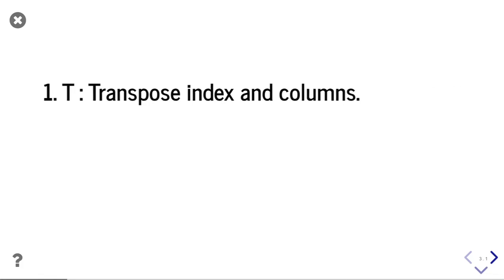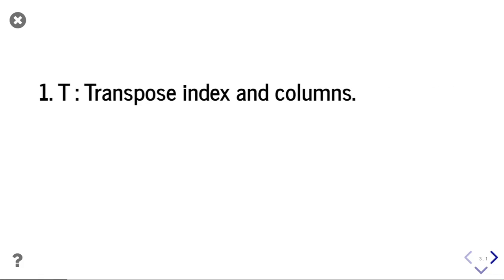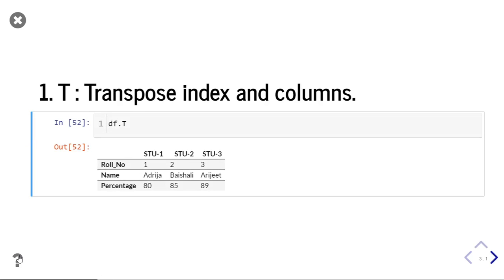So let us start with our first attribute, that is T, transpose indexes and columns. What it will do is transpose, that means it will make your index as columns and columns as index. So your whole data frame will be transposed. We will use T to transpose our data frame. We have data frame df that we have just created, and we will use the dot operator, then give T. So it will transpose my data frame.